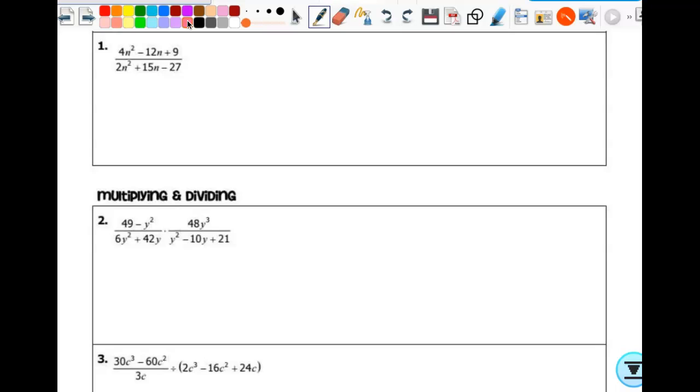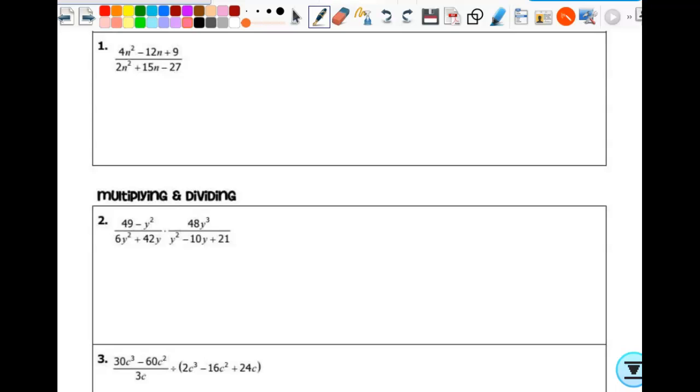So when I go to simplify this, can I cancel this 4 with this 2 and make this 2? No. Can I cancel these n's? No. Can I reduce this to 1/3? No. No combination of that. If you have more than one term in the numerator and or denominator, do not start canceling anything out ever. Okay? Big time no-no.